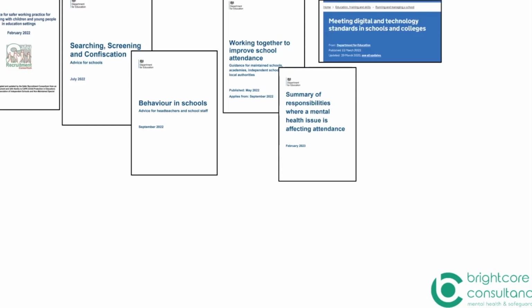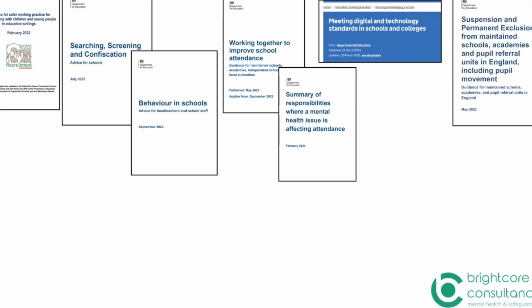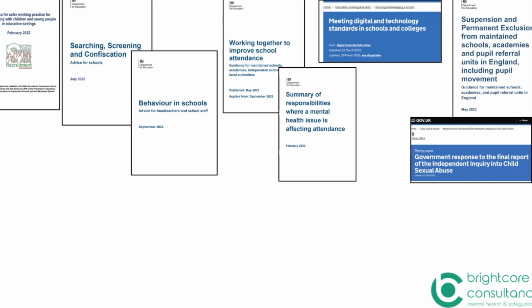We then got the filtering and monitoring standards in March. We just talked about those. We've got the suspension and permanent exclusion guidance that was updated again in May. Again, we've got safeguarding considerations in there that we need to think about. We got the government response to the final report of the independent inquiry into child sexual abuse back in May. That's feeding into where we're going, training requirements and so on.